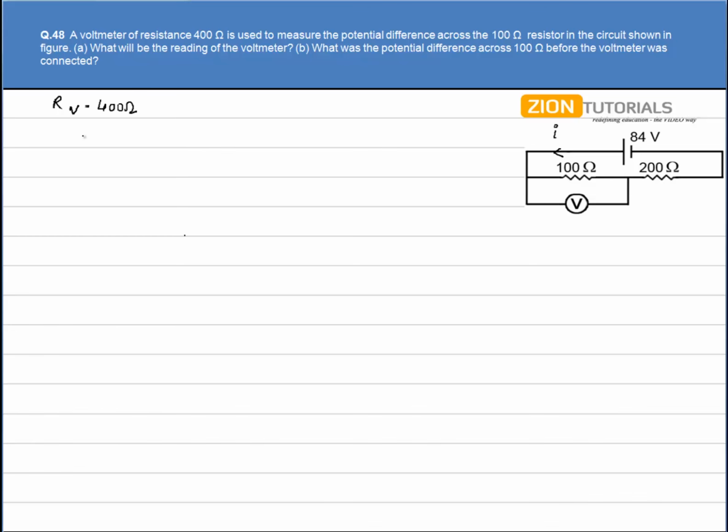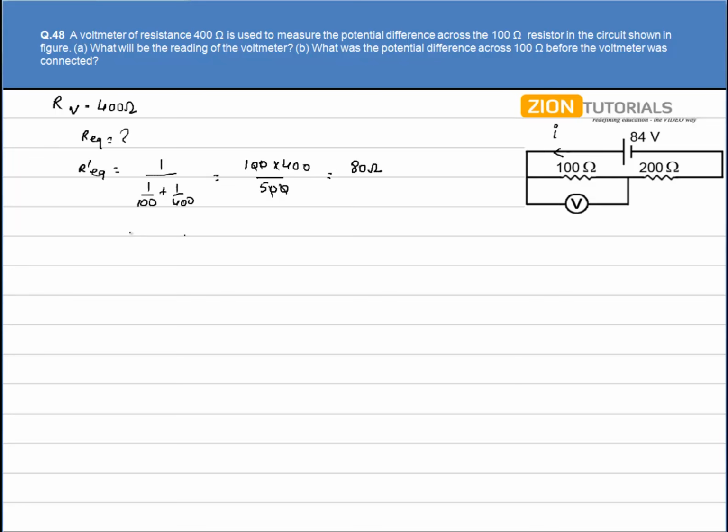First of all, we calculate R equivalent. To calculate the R equivalent, we have 100 ohm in parallel with 400 ohm. So let us say R dash equivalent is 1 divided by (1/100 plus 1/400). That comes out to be 100 into 400 divided by 500. So it comes out to be 80 ohms.